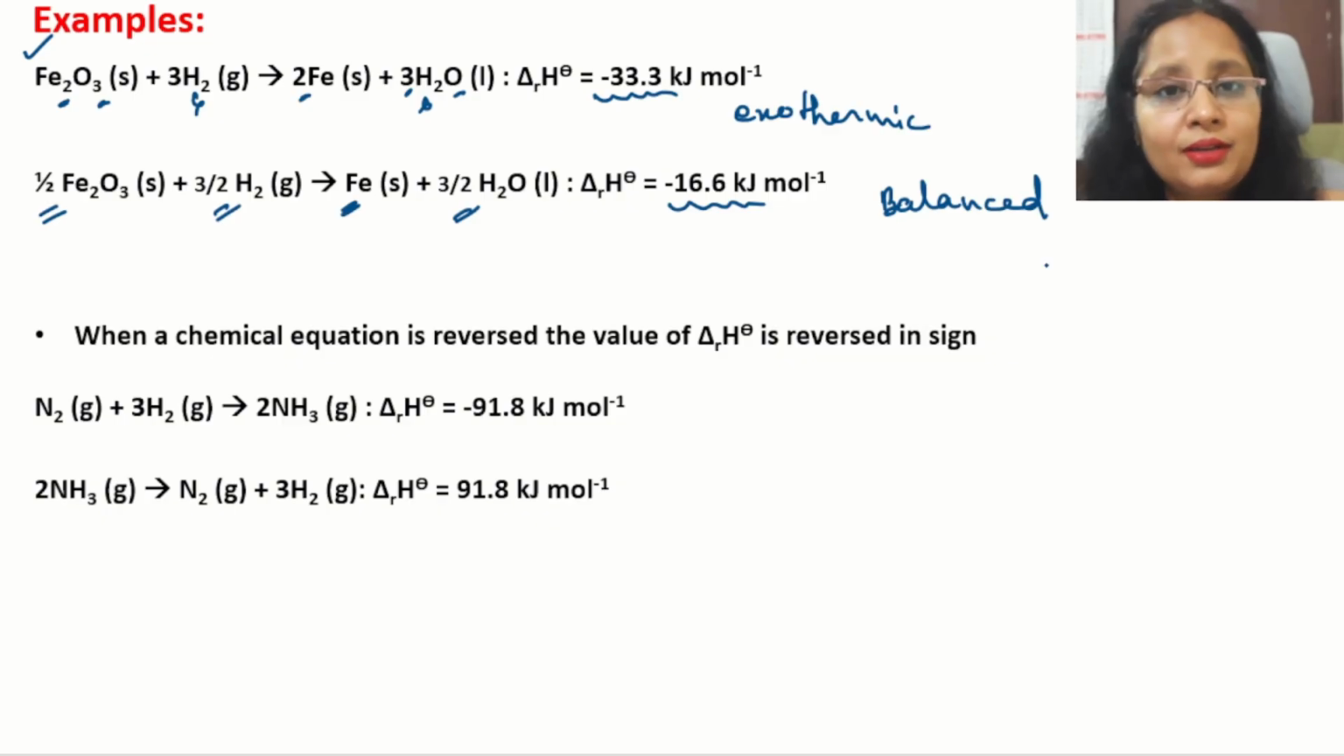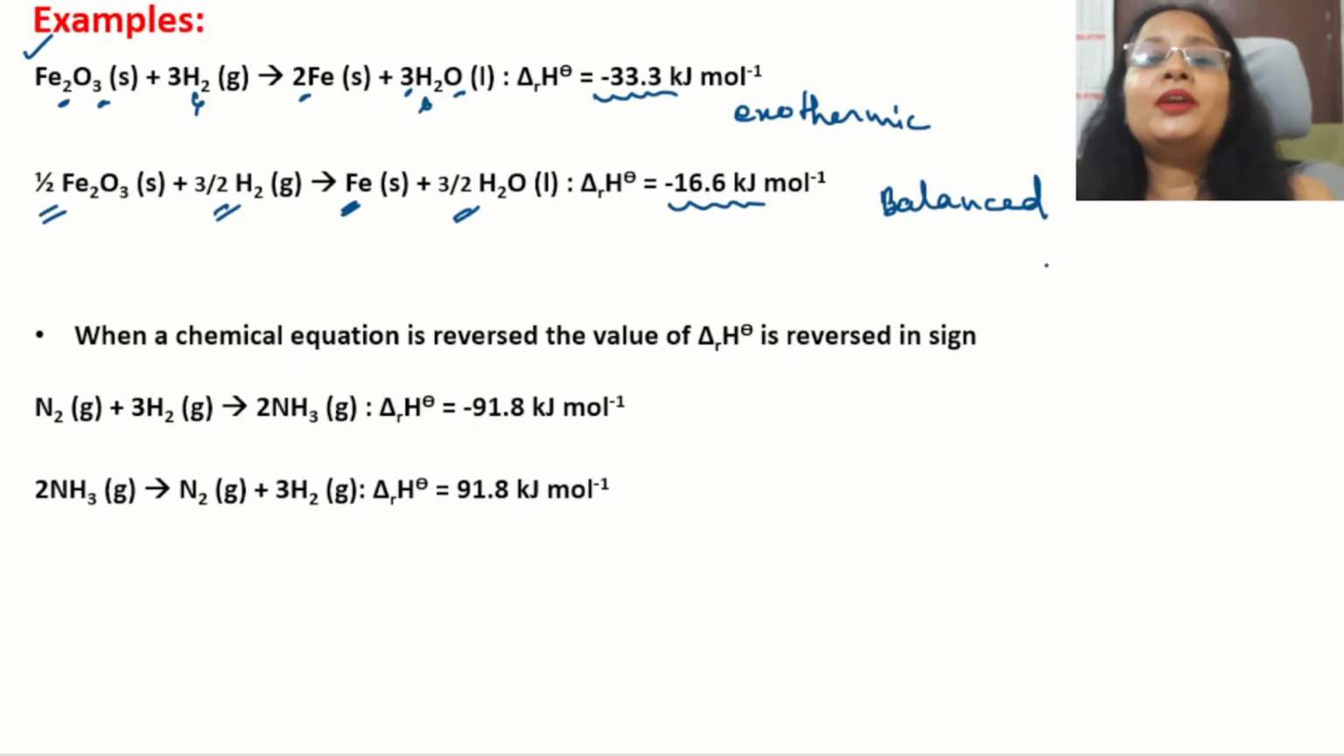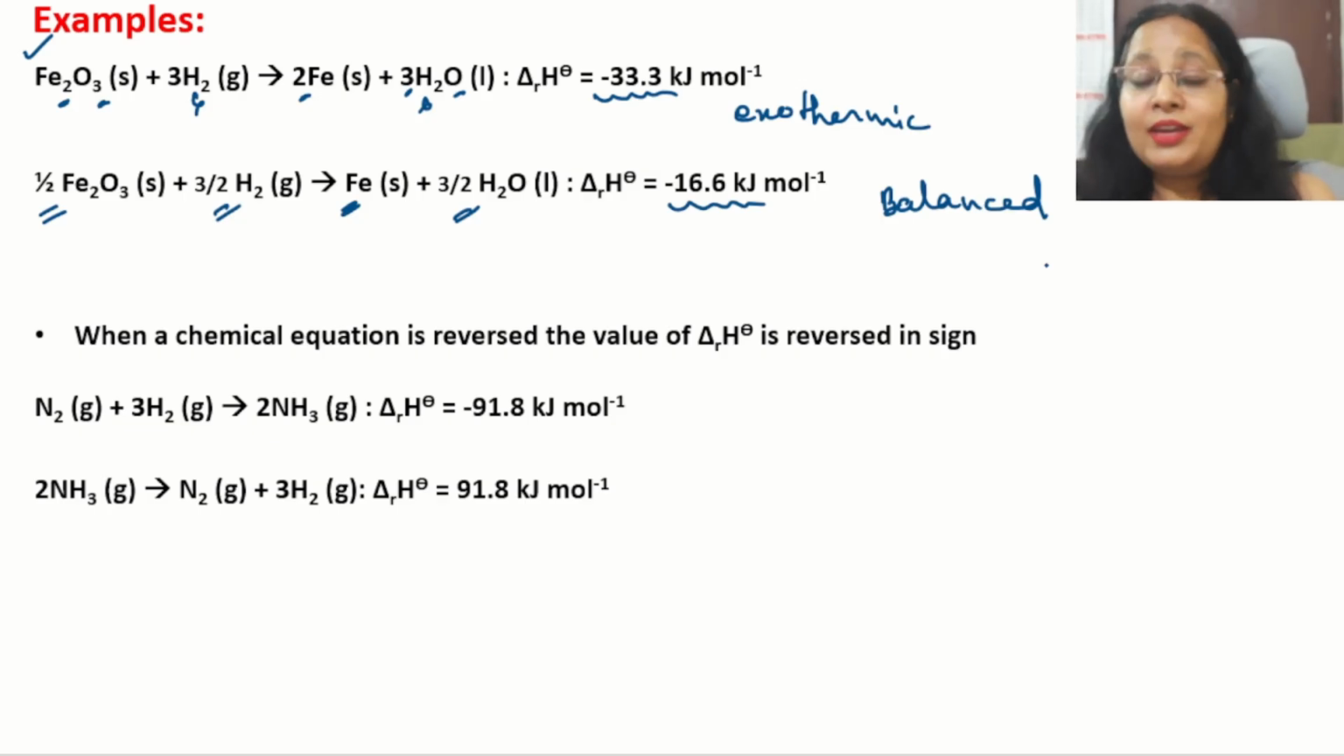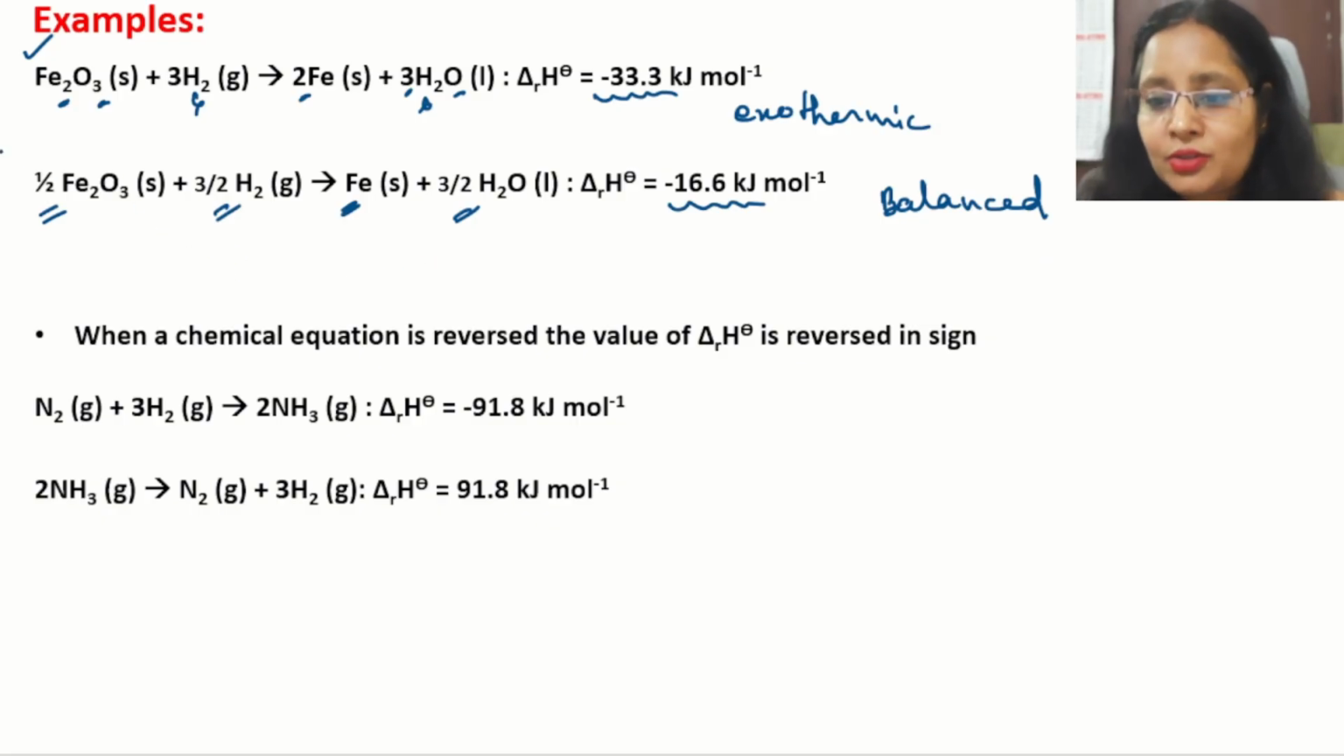Why is it different? Because, as we already studied, delta RH depends on the stoichiometric coefficients. If the coefficients are different in the same reaction, done in two different ways with two different quantities, the delta RH value will be different. Although the reaction is exothermic and the behavior will be the same, the value of heat evolved is different. So this is also an example of a thermochemical equation.